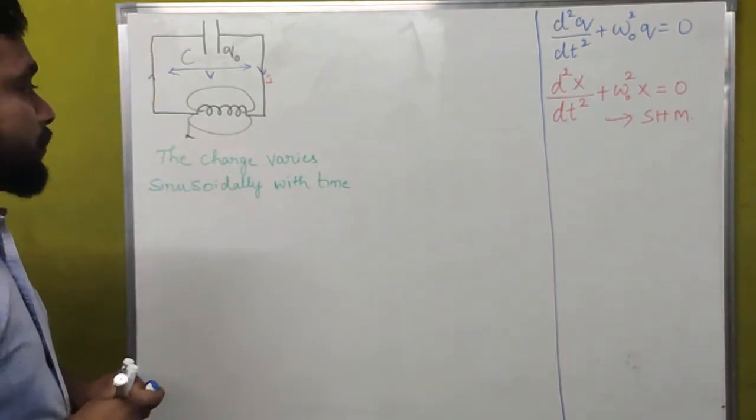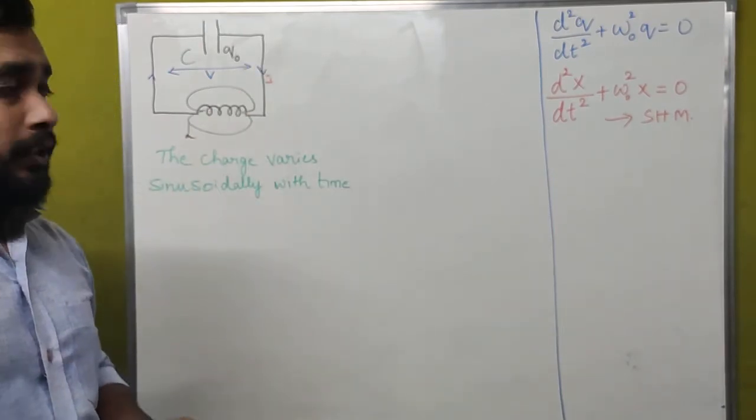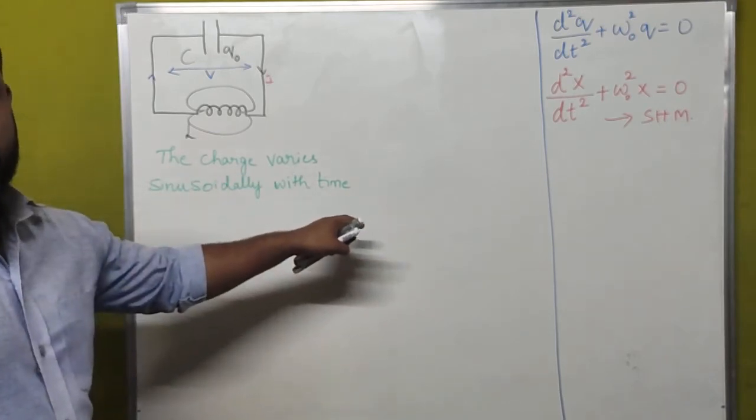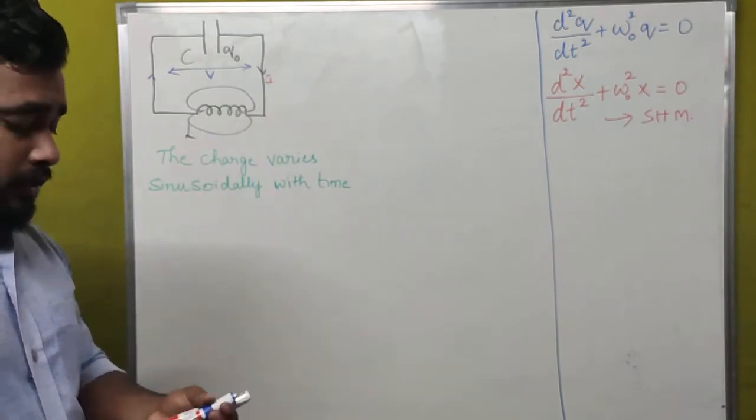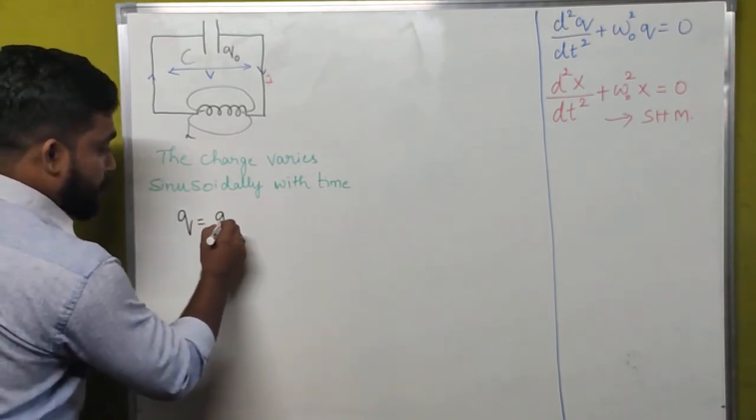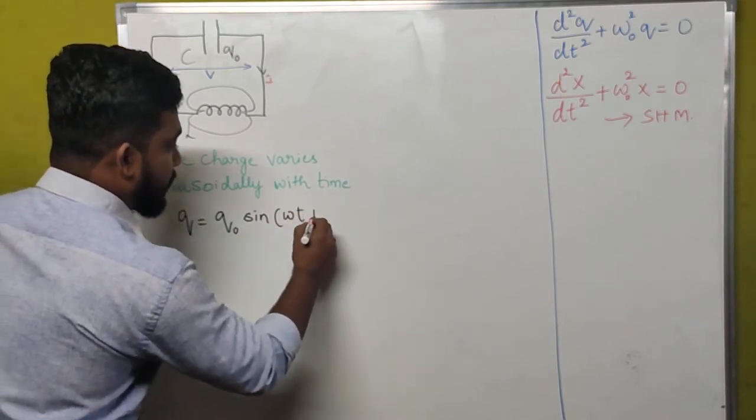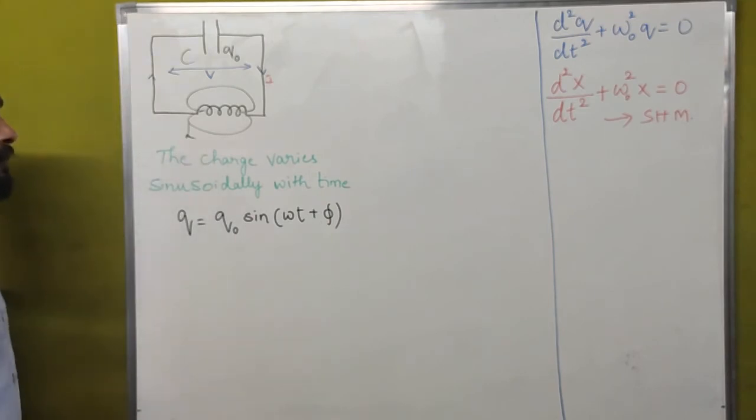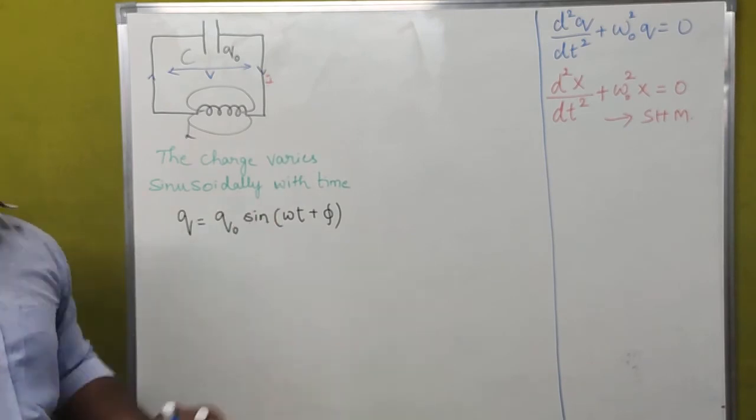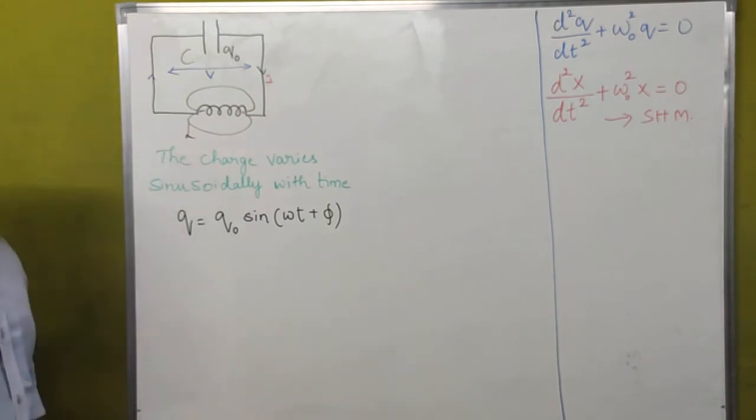If the charge and current are both oscillatory or simple harmonic with each other, then the charge varies sinusoidally with time. Then what is the expression for charge in a sinusoidal format? That is Q is equal to Q naught sin omega into t plus phi. This is the expression for charge that moves in a sinusoidal format with respect to time.